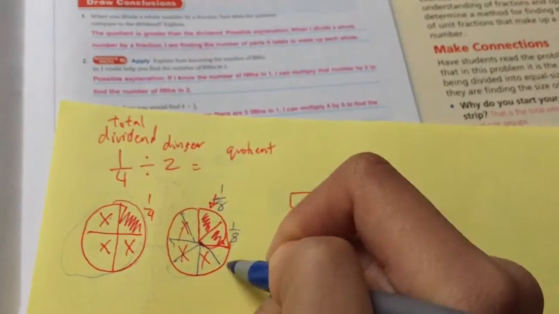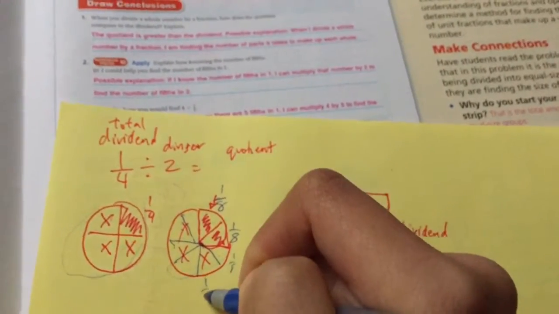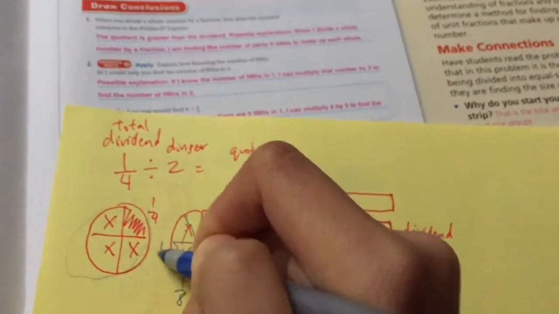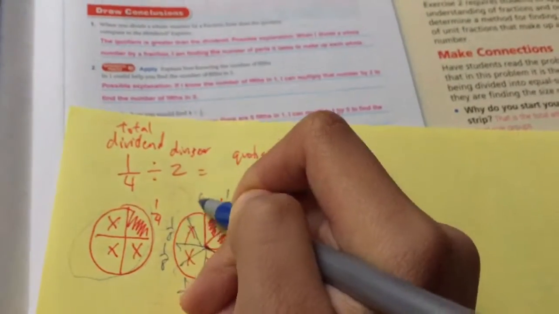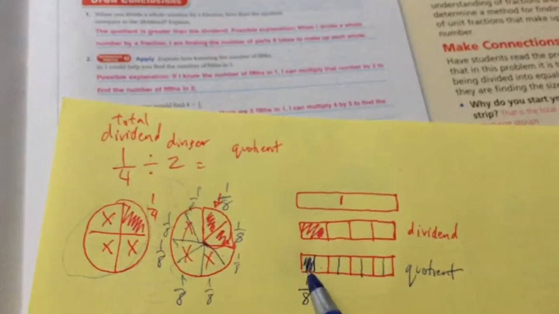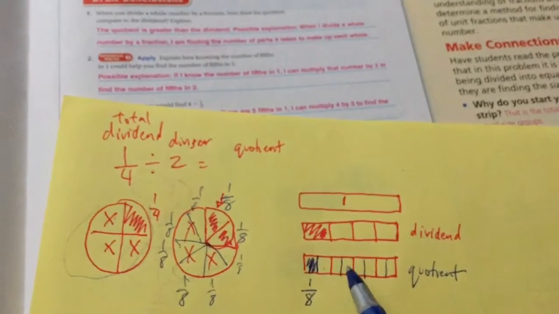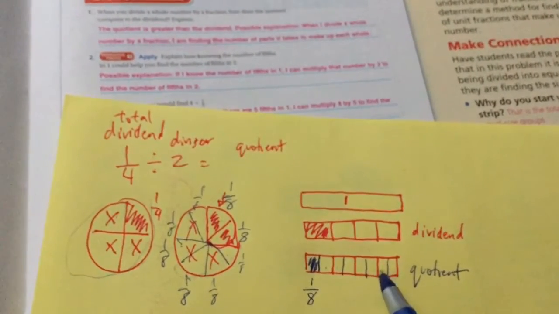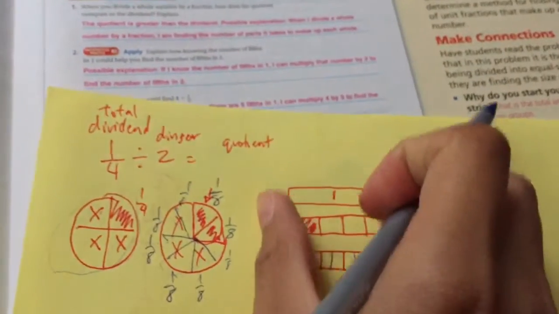This is 1/8. This is 1/8. Same with this, that's 1/8, and that's 1/8. Each of these is 1/8, and that makes your whole.